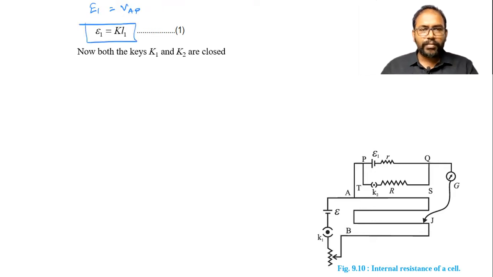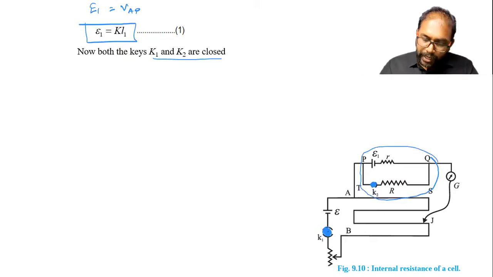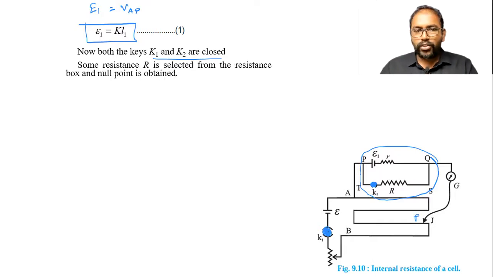Next time, both the keys we have to close. Here we have to close this K2 and this K1. So we have to close both the keys, and it means that this total combination is connected to the galvanometer. And then again the null point is obtained, let me name it P, or you can name it anything. This P point is obtained such that the galvanometer shows zero deflection.